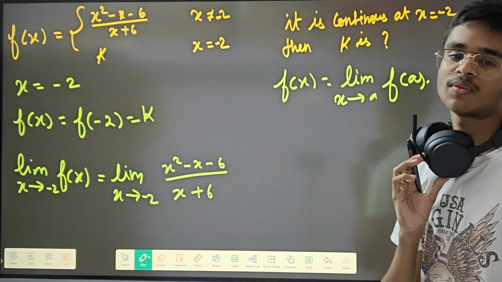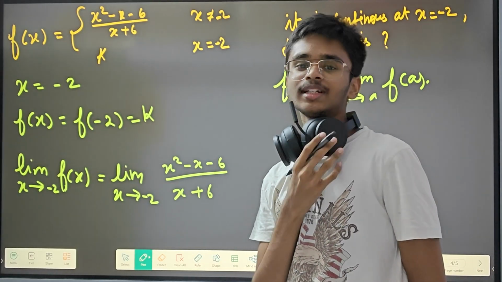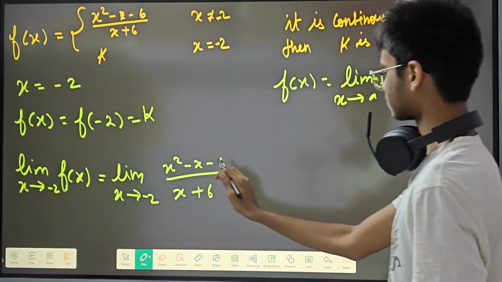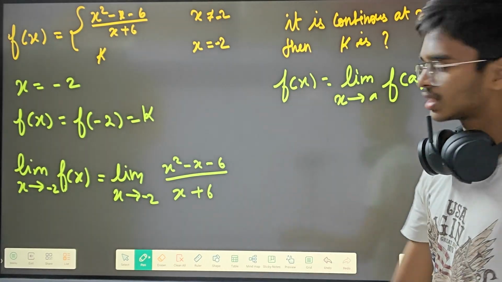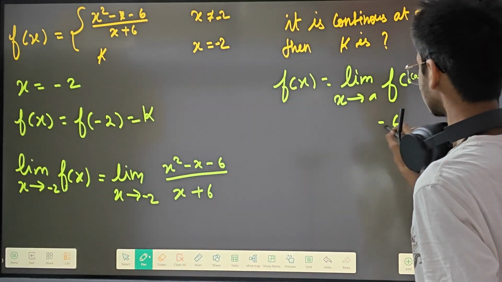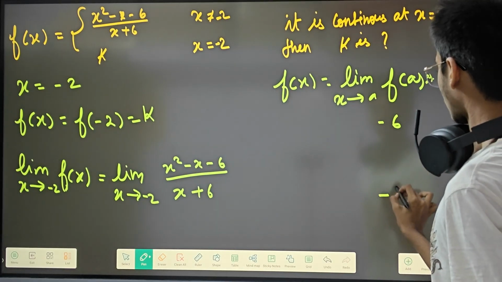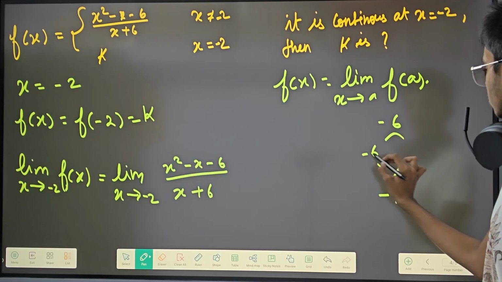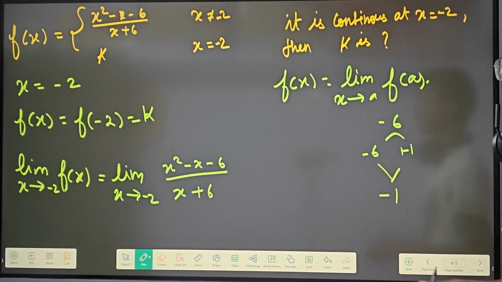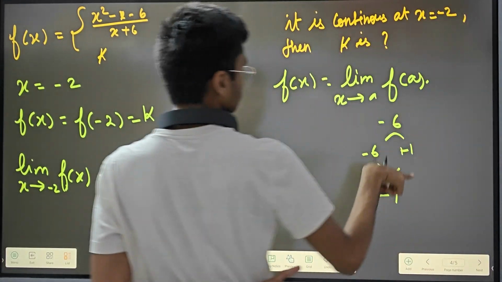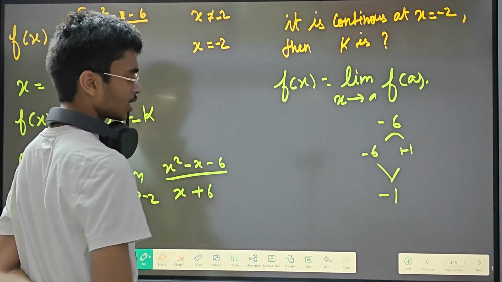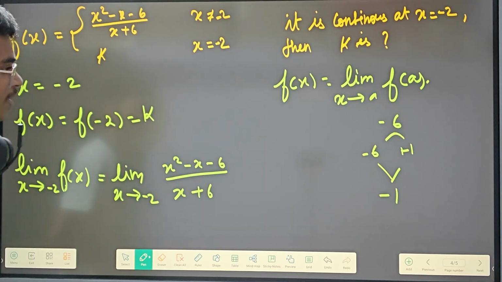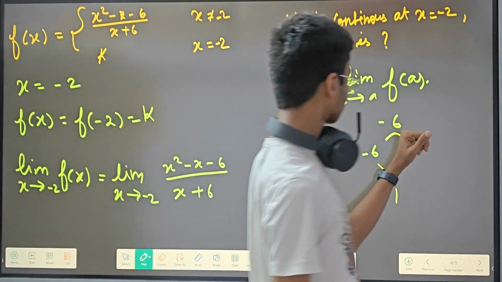Even in our book, they have given one example for removable discontinuity. Okay, so coming to here, just do not differentiate it, factorize it. When you multiply, it should be minus 6, and when you add, it should be minus 1. So minus 6 and plus 1? No, that's not the case, when you add those you will be getting minus 5.